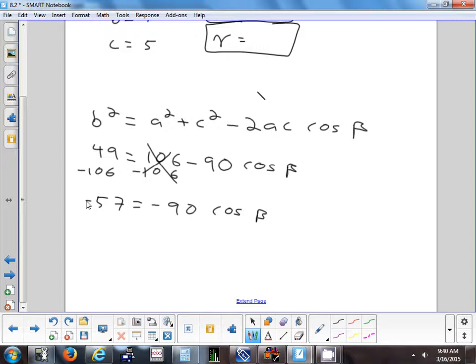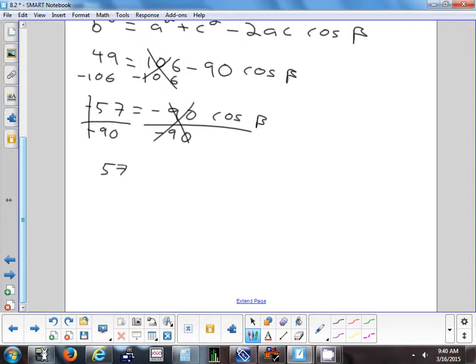And then this last step is going to get cosine by itself. Then we'll get rid of cosine using inverse cosine. So divide by negative 90. Those negatives are gone. If you want, just leave it as 57 over 90. You don't even need to do that out. And actually, that'll keep your answer a little bit more accurate because we're not rounding anything off.